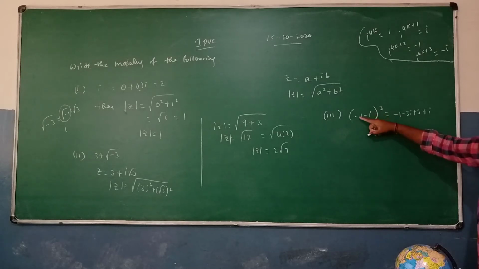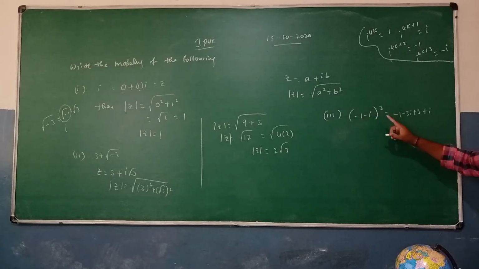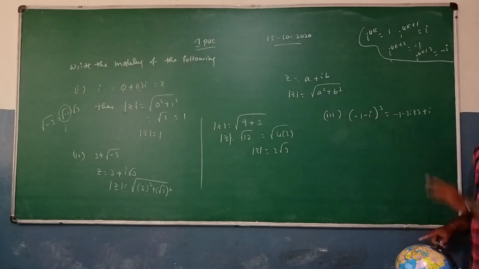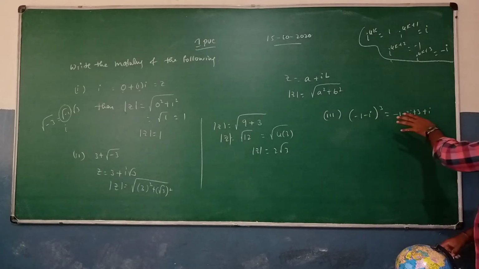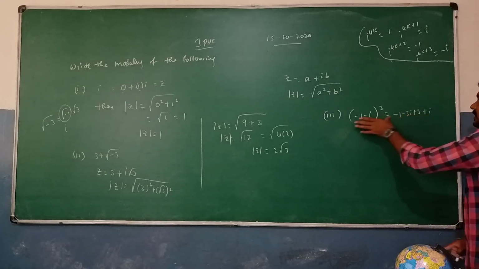So what's the value of a? That's going to be minus 1. What's going to be the b? It's going to be minus 1. We can solve this by applying the a plus b whole cube formula in this way. So I am giving the direct value, you need to solve by yourself.